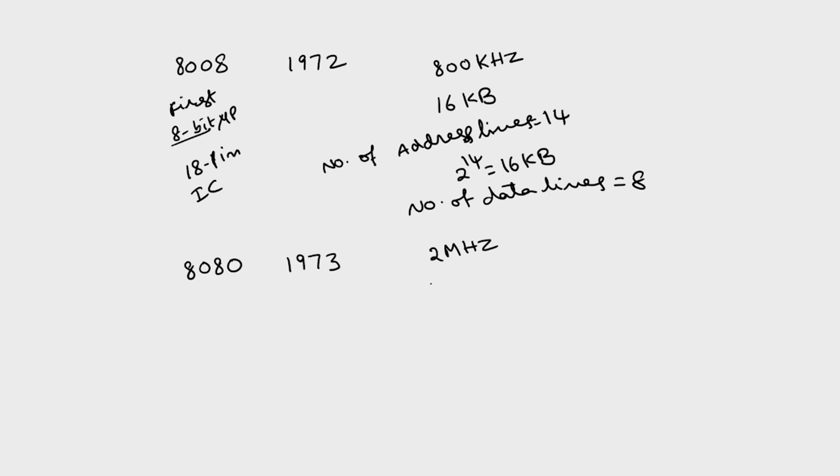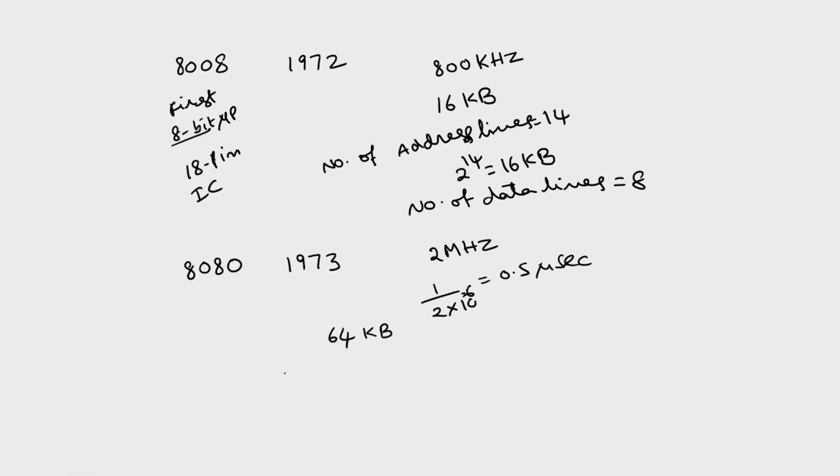will take 1 by 2 megahertz, so this is equal to 0.5 microseconds, whereas here one clock cycle will take 1 by 800 kilohertz, which is more than this 0.5 microseconds. And another difference is here we will be having 16 kilobytes of the memory only, whereas here this can connect to 64 kilobytes of the memory.